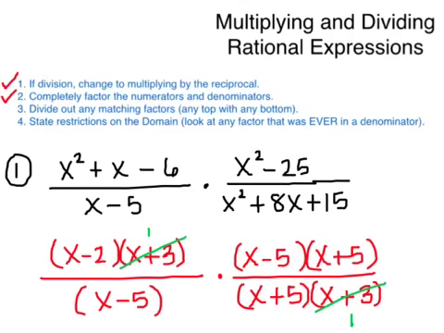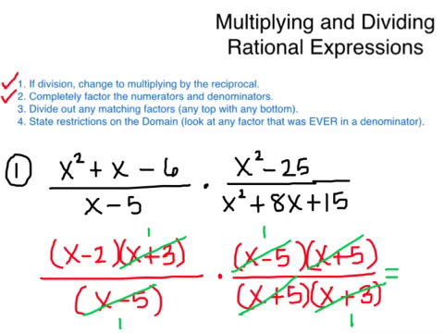Then we have an x minus 5 here and an x minus 5 here, and that also causes ones, which just makes them end up going away. And then you don't have to be in diagonal fractions from each other. You can even be in the same fraction. So x plus 5 and x plus 5 are in the same fraction. Any top can cancel with any bottom.